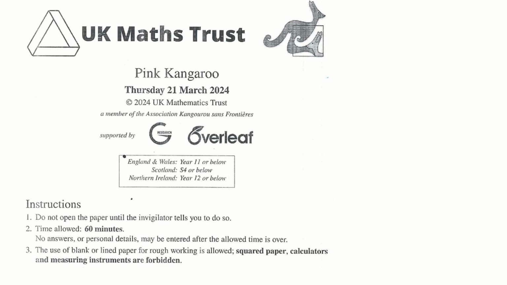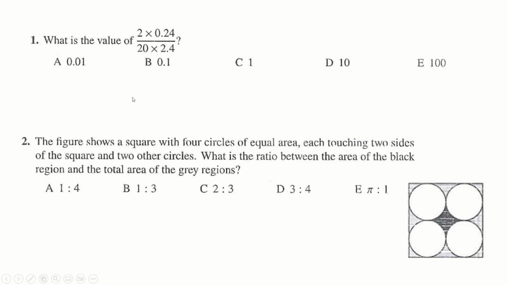This is the UKMT Pink Kangaroo from 2024. Let's just go into it. We can divide this by 10, this by 10, or just factorize out a 10, times 2 and 10 times 0.24. And of course, this cancels, it's 1 over 10 times 10, which is 1 over 100, which is A for our first answer.